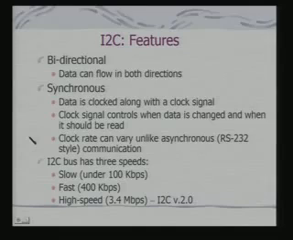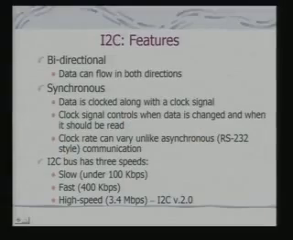What are the I2C features? Here, the data can flow in both directions, but it has just two wires, the clock and the data line. So it's not a full duplex communication, but actually a half duplex communication.